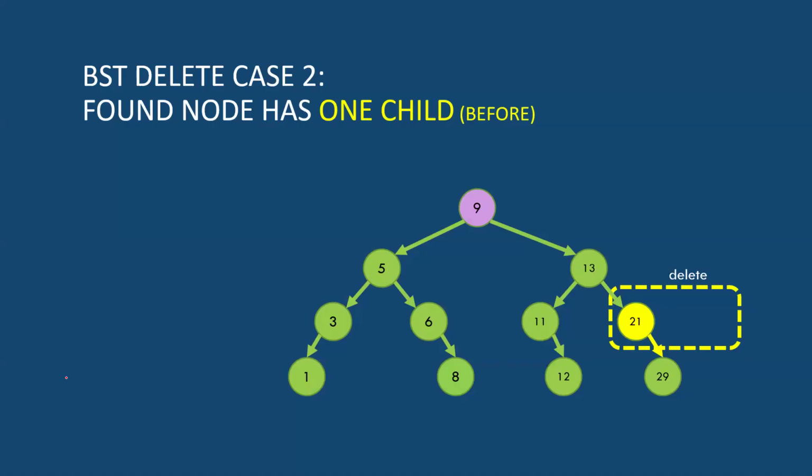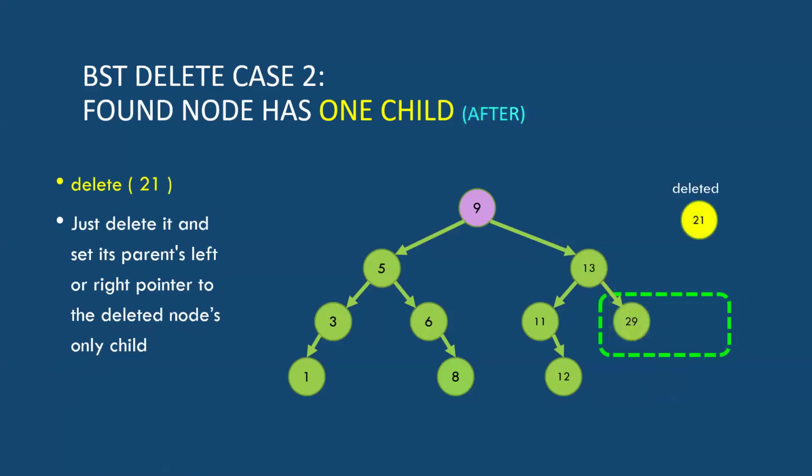So that leaves us this case. I want to delete 21. 21 has only one child. So in that case, it's similar. Rather than setting this thing equal to null, what I want to do is set that equal to what the 21 is pointing to, and then get rid of the 21. So I want to wire around that thing, right? That's essentially all we're doing there.